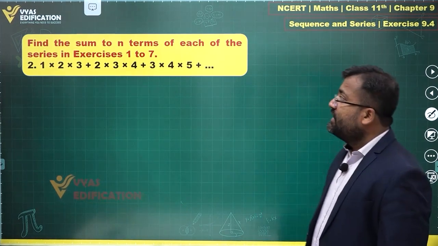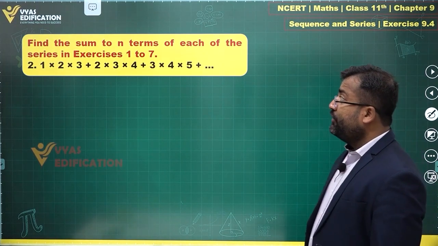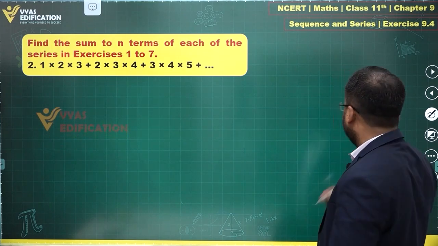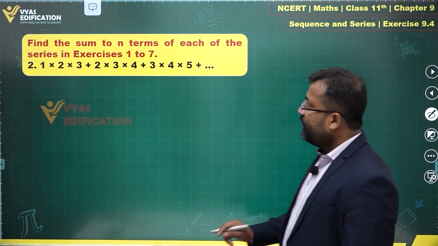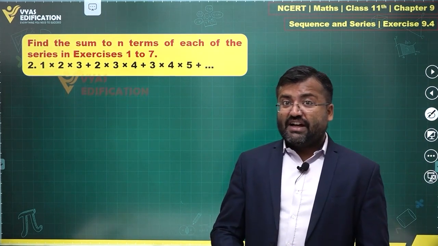Question number 2 says 1 into 2 into 3, 2 into 3 into 4, 3 into 4 into 5. How will we solve this one? Okay, the first thing that we are supposed to do is write the rth term.